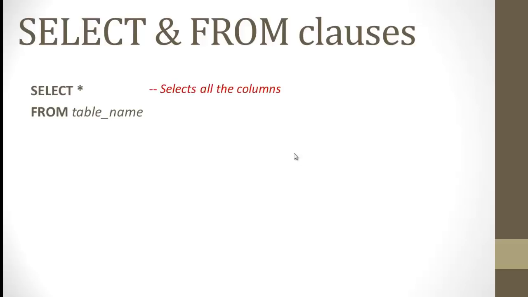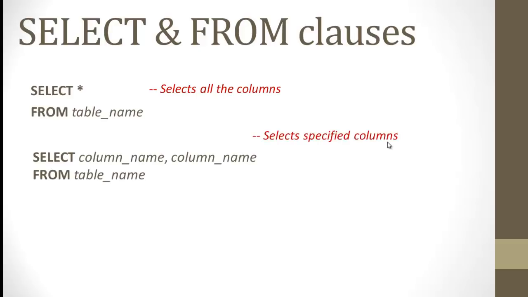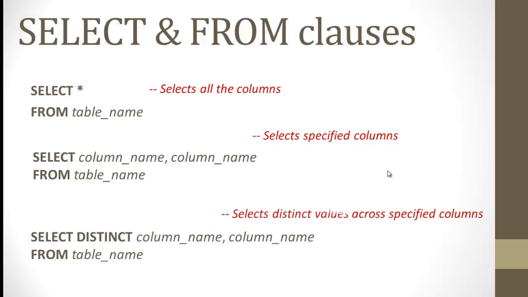If you want to select all the columns from a table, the normal syntax is select * from and then the table name. Here you don't need to specify every single column. It will select all the columns just as they appear in the table. Now if I want to select specified columns, then I can say select column 1 name, comma, column 2 name, and then the table name. So you can specify each column and separate them by commas.